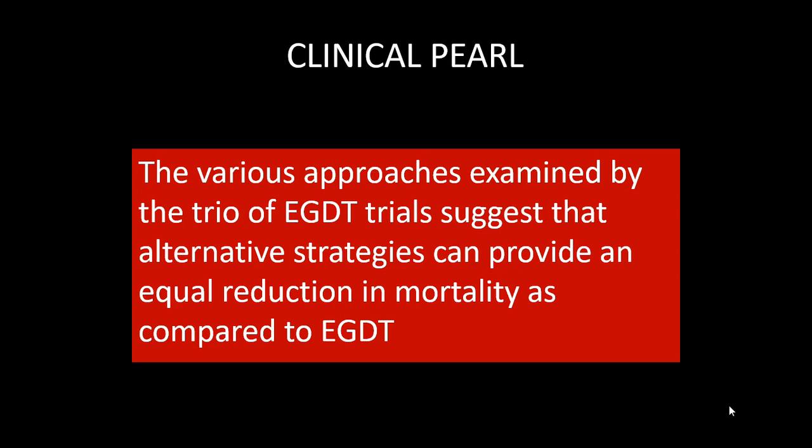If you talk about early goal directed therapy, today's message is that the various approaches examined by these three latest trials suggest that alternative strategies can also provide an equal reduction in mortality as compared to early goal directed therapy. You don't want to walk the tightrope of measuring your CVP, measuring your MAP, and then transfusing blood as per your ScvO2. No, that is not required. You can follow your standard protocol based on your Surviving Sepsis Campaign.